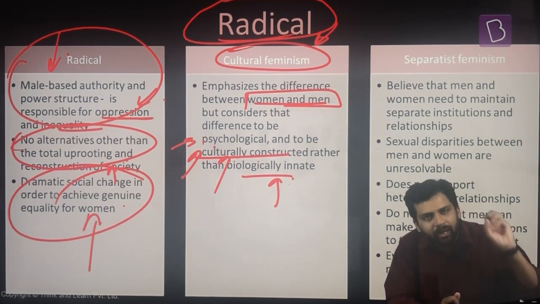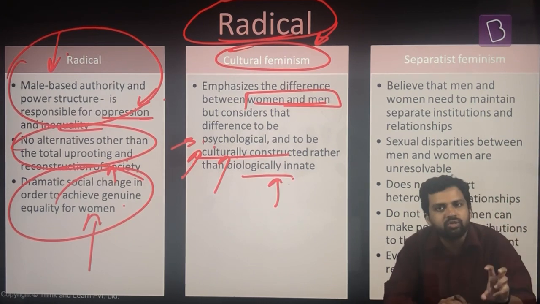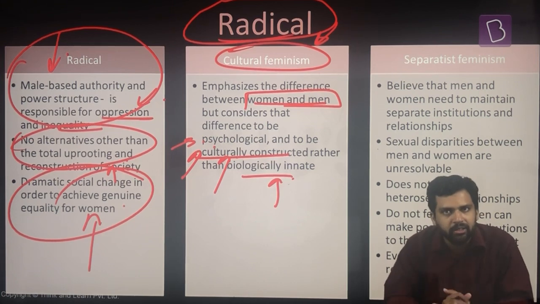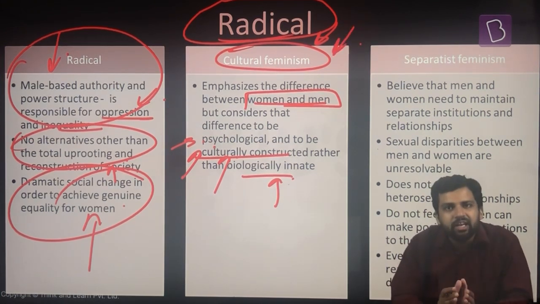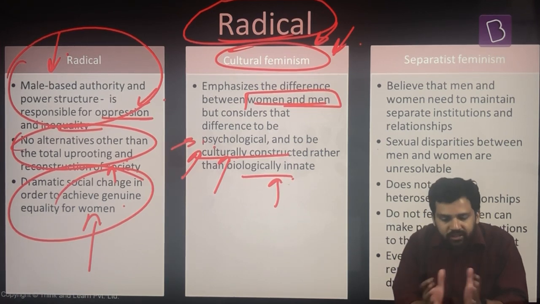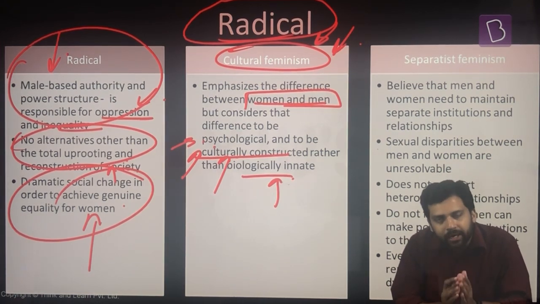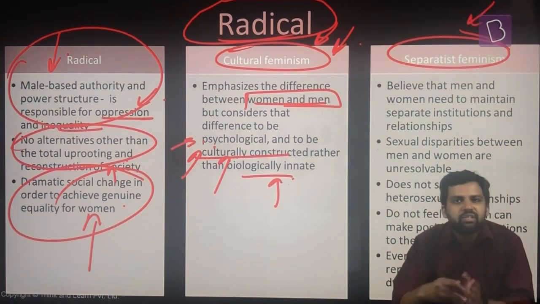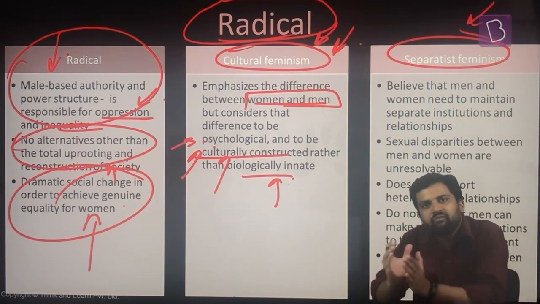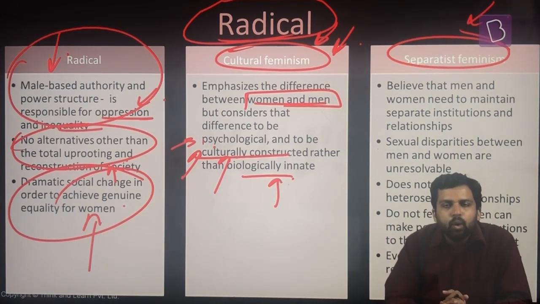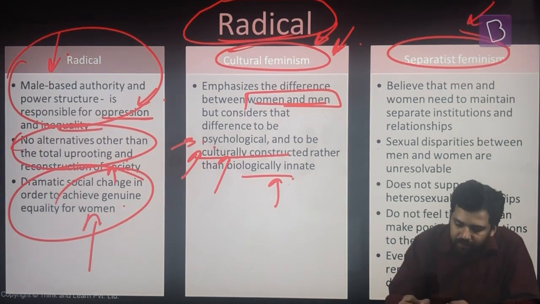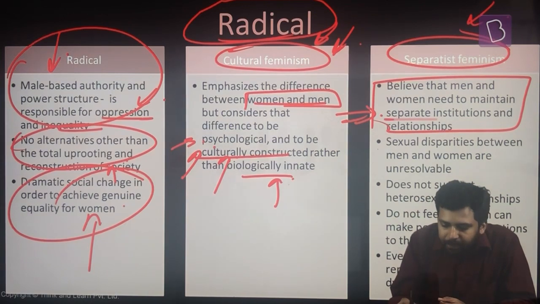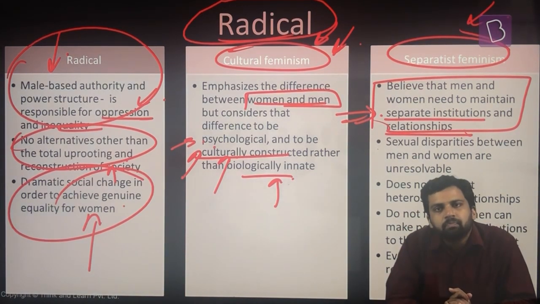The culture says that men have to do this, women cannot do this, women are not allowed to do this. For example, women are not allowed to enter temples among some communities. So cultural feminists believe that these differences have been created culturally. Some other radical feminists belong to what is referred to as the separatist feminist point of view. Now, separatist feminists believe that men and women need to maintain separate institutions and relationships.